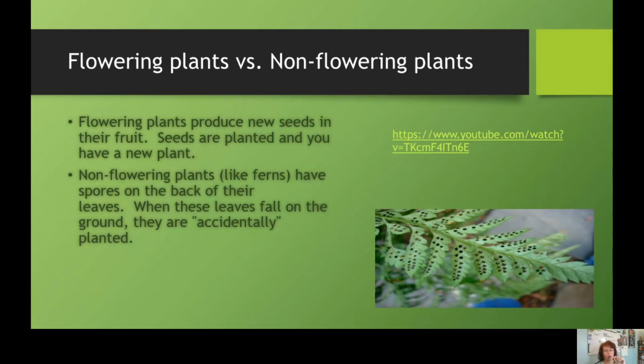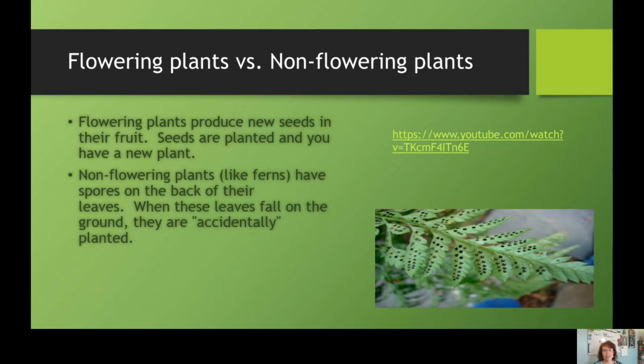But then there's non-flowering plants, and you're thinking, well, how do non-flowering plants make new plants? A lot of plants that are non-flowering in Florida include the fern family. If you look on the back of a fern leaf, they have little round dots on the back, like in the picture, and those are spores. Spores contain everything that a plant needs to be a seed. It's not classified as a seed, but it acts as a seed.